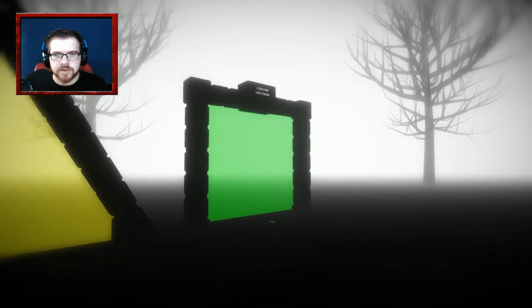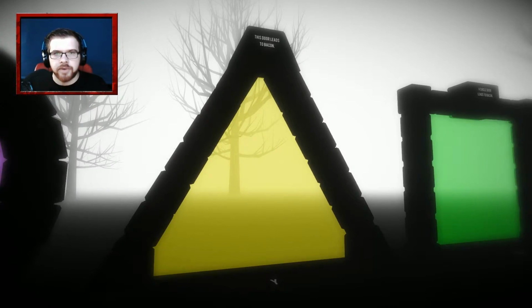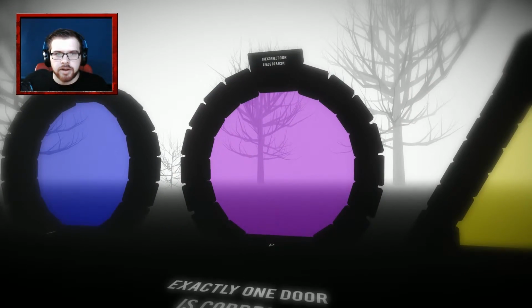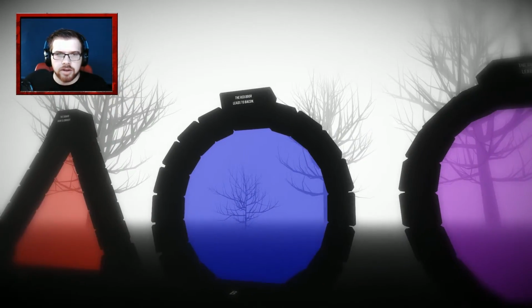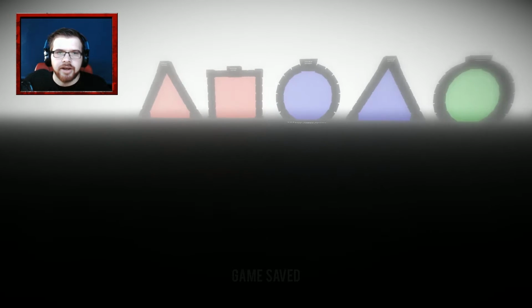Actually, what does the square door say? A circle door leads to bacon. So that would be incorrect anyway. This door leads to bacon. So incorrect, incorrect, correct, and incorrect. So that is 1. Red door. Awesome. Right. Here we go again.